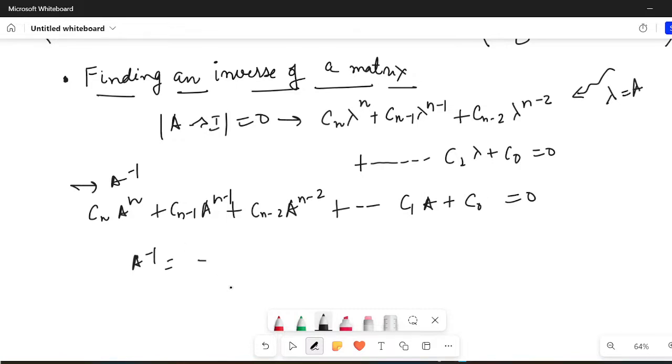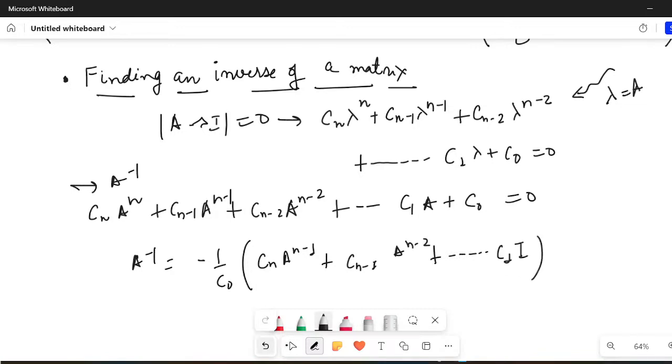It will be equal to minus 1 upon C naught times Cn A raised to power n minus 1, I think it should be n minus 1, then Cn minus 1 A raised to power n minus 2, and so on, and then you will get C1 into identity. I hope it is clear. Please let me know if you're getting it right. So this is how this becomes very handy.